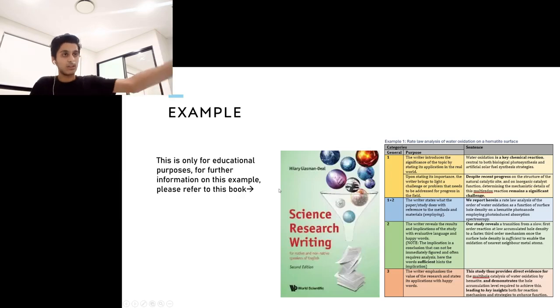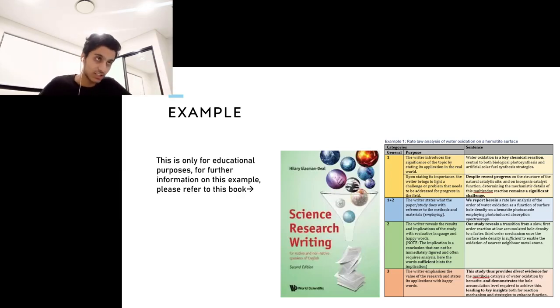This is on the rate law analysis of water oxidation on a hematite surface. If you want to see the conclusion for this, check the last video where we talk about the conclusion. And here, the first category, and then the first sentence. Water oxidation is a key chemical reaction central to both biology. So the writer introduces the significance of the topic.